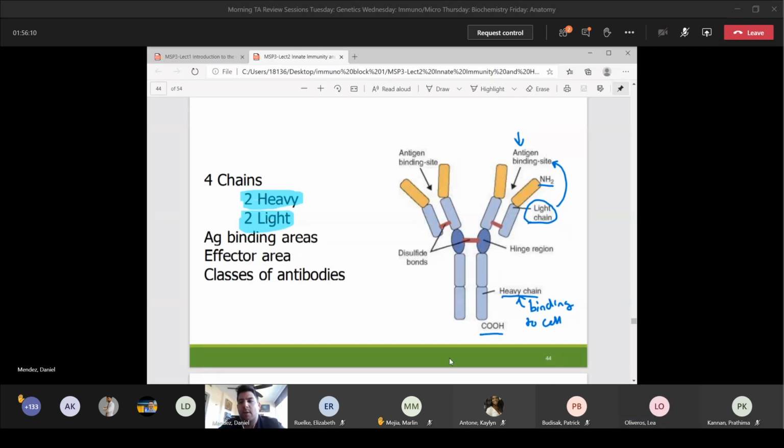Thank you. No problem. And you will need to know them later on as Fc and Fab. The antigen binding is Fab, and the COOH, the carboxylic acid heavy chain, is the Fc region. They will go over it later on, but the bottom of your Y is the Fc region, and this is the Fab region.